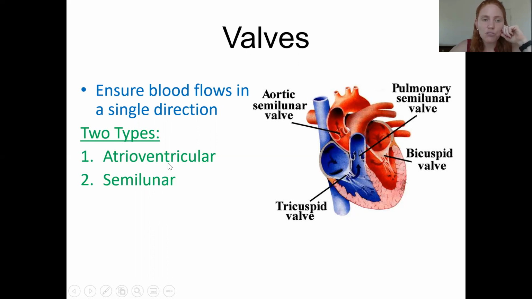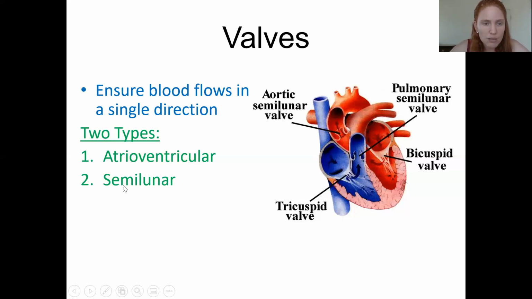The atrioventricular valves are called that because they are between the atria and the ventricles. Okay, so see these two right here? The one on the right side is the tricuspid valve, and the one on the left side is the bicuspid valve. So the tricuspid and the bicuspid valve, both of those are atrioventricular valves.